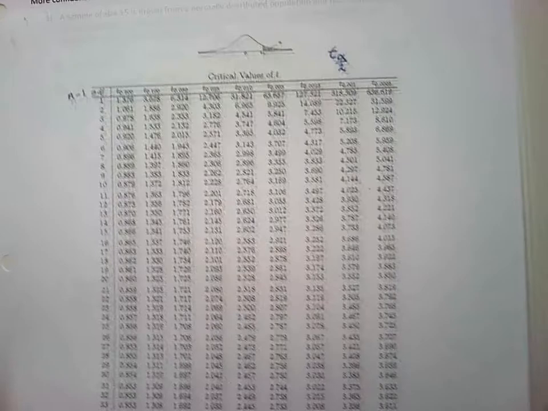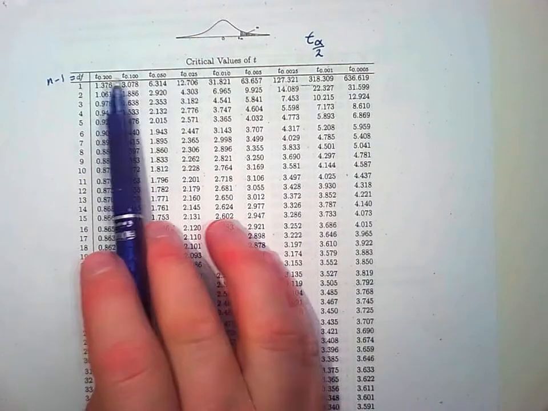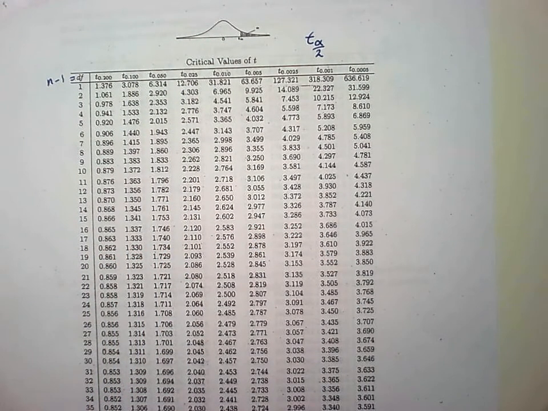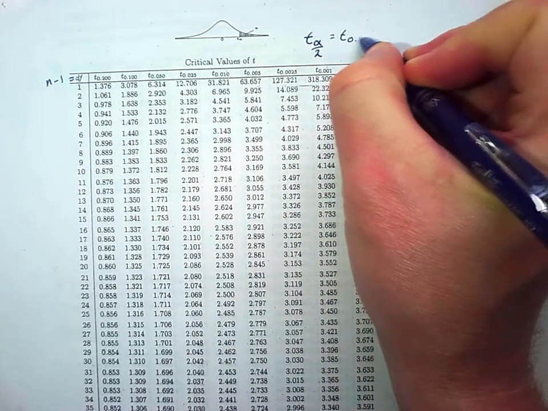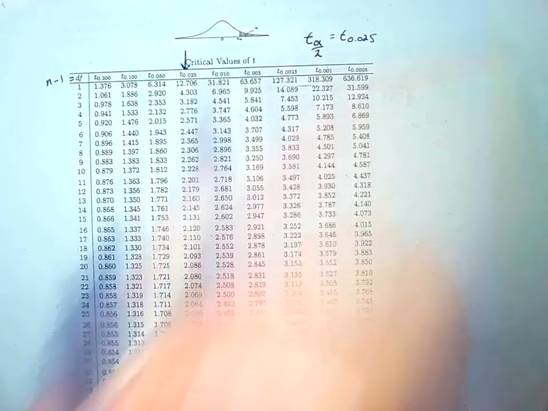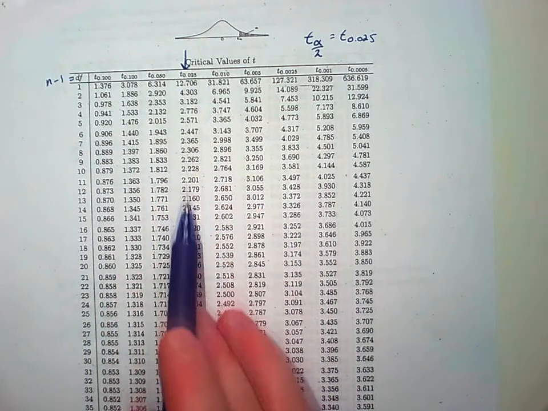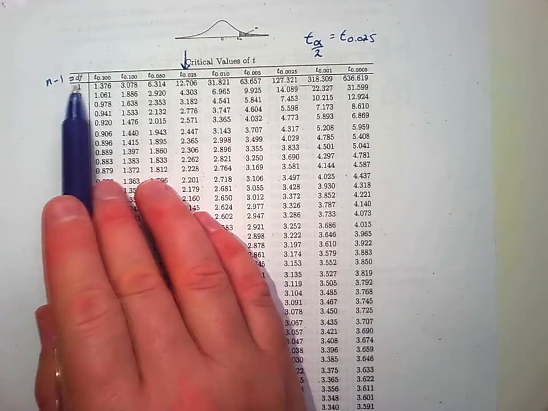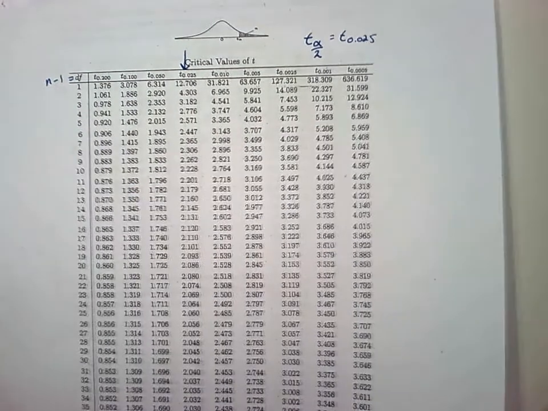Like I said, when we were looking at the t table, we're going to use the alpha divided by 2 that we have in order to figure out what column we're going to be in. Well, since our alpha divided by 2 is 0.025, this column right here has t sub 0.025, so we're going to work in this column right here. The next thing that we need to know is what our degrees of freedom are in order to figure out what row we're going to be in.